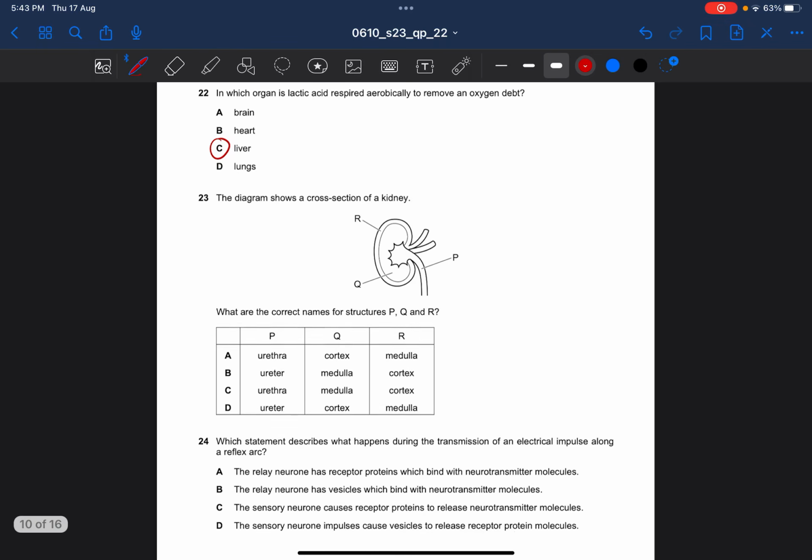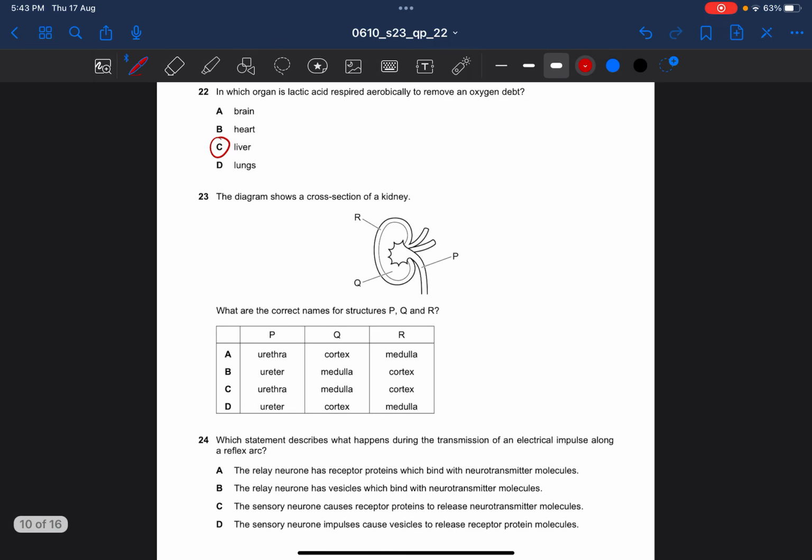Okay, question 23. The diagram shows a cross section of a kidney. What are the correct names for structures P, Q, and R? So P is the ureter, not the urethra. Urethra is inside the penis. And Q is the medulla. And R is the cortex. So the answer for this question will be B.